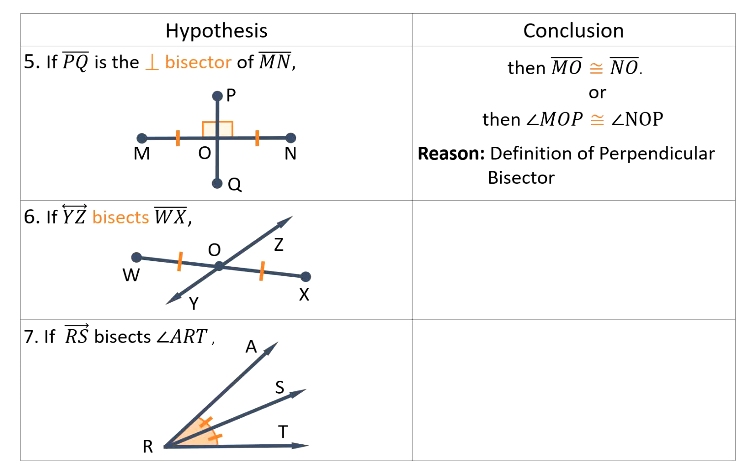Now, sa number 6, if line YZ, so makikita mo yung line YZ, binisect or hinati yung line segment WX. So, ano kaya yung pwedeng maging conclusion? So, dito, dahil hinati natin yung line segment into two congruent parts, ano yung pwede nating maging conclusion? Nag-come up tayo ng yung line segment WO is congruent to line segment XO. So, yun yung na-come up nating conclusion.